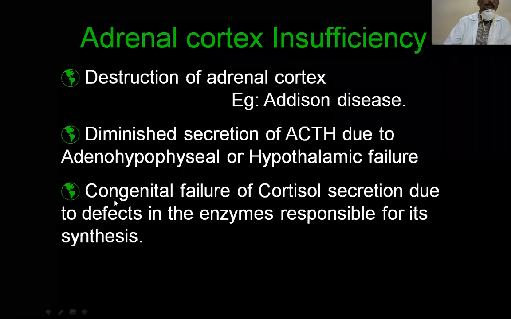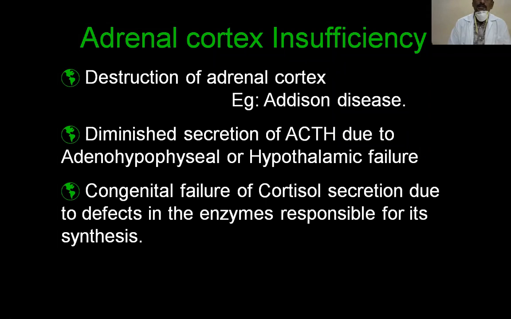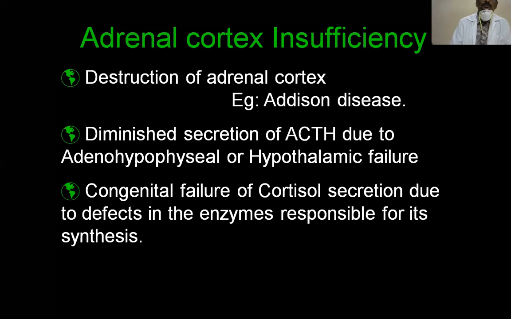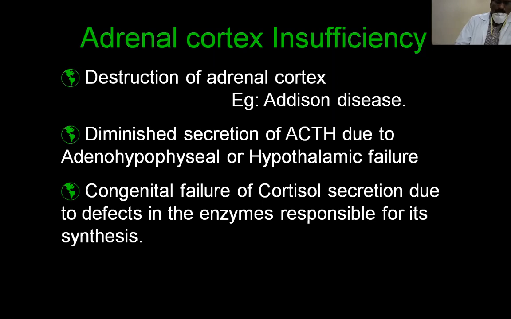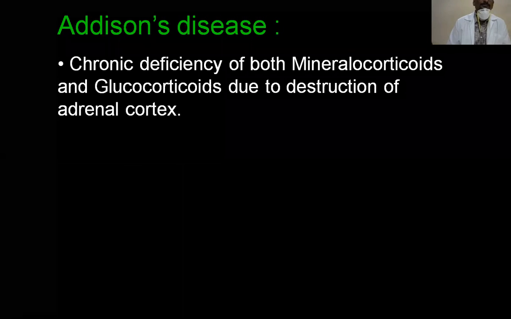Or it may be genetic, due to congenital failure of cortisol secretion, and due to certain defects in the enzymes involved in the synthesis. So by any means, maybe destruction of the adrenal cortex, or a problem in the hypothalamus, or the anterior pituitary, or a certain genetic defect where the enzyme involved in the synthesis may be affected. By all means, the hormone, especially aldosterone, may be totally absent or insufficient, which can lead to Addison's disease.